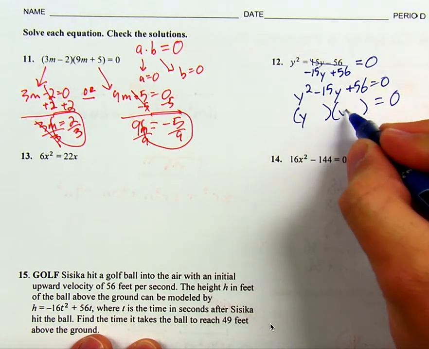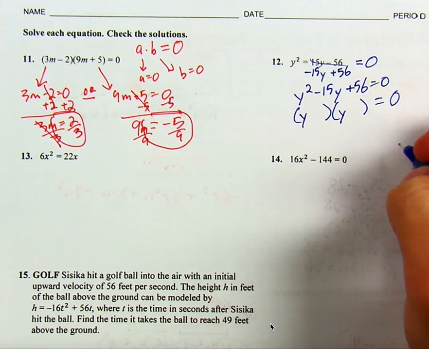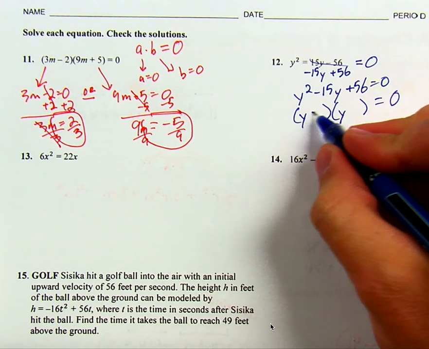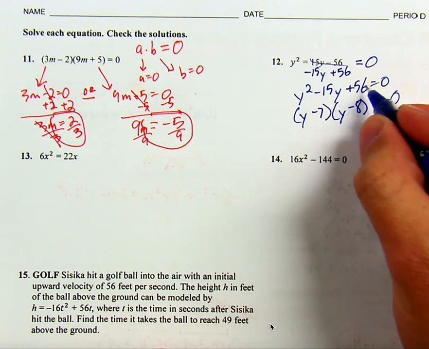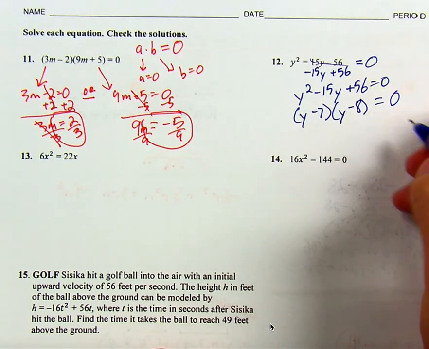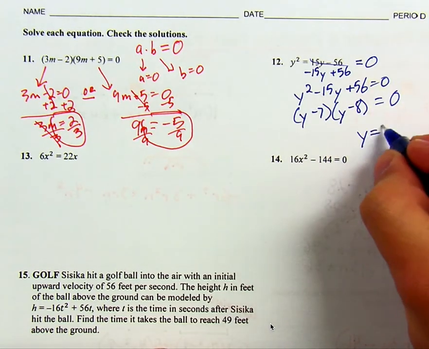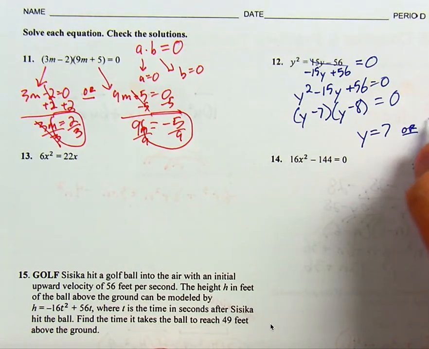In this case, my two magic numbers are -7 and -8. When you multiply them together, you get this. When you add them together, you get that. So my two answers are 7 or 8.